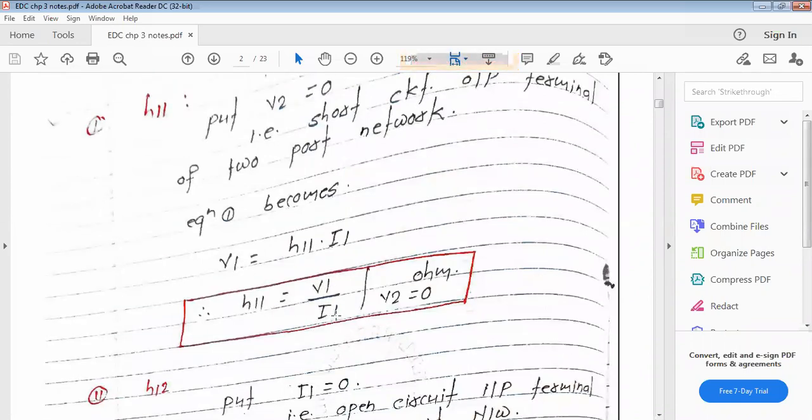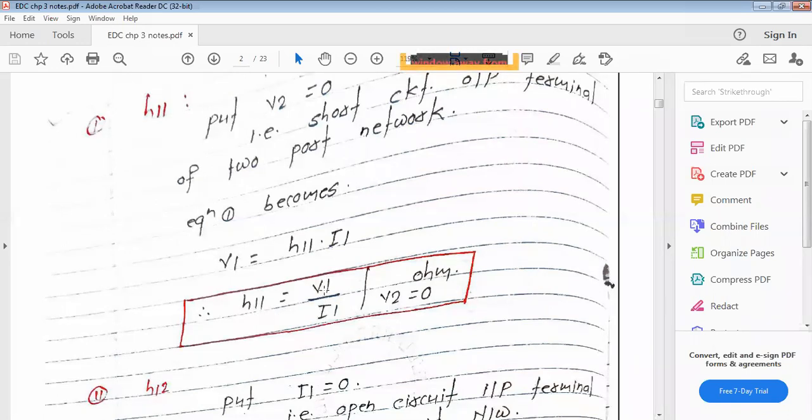Now you tell me, what is the ratio of V upon I? Is it a gain of voltage? Is it a gain of current? Is it a resistance or a conductance? Resistance. Very good. If we are having the reactive component, instead of using the word resistance, we call it an impedance. So H11 is nothing but impedance.